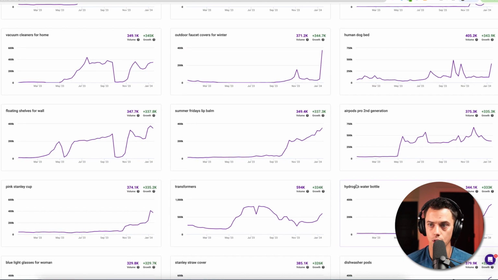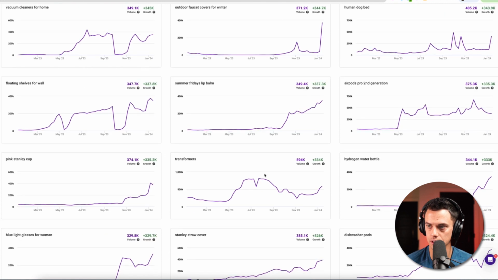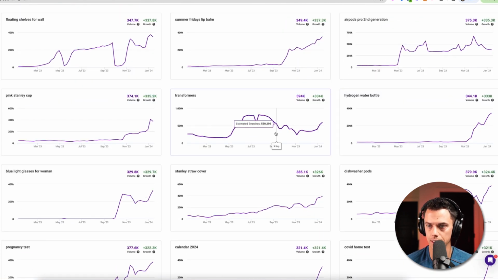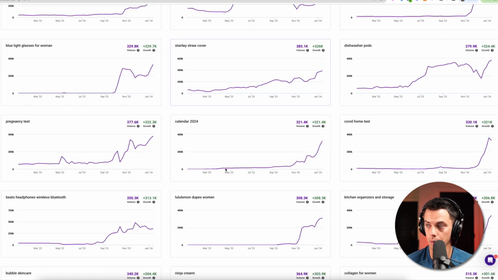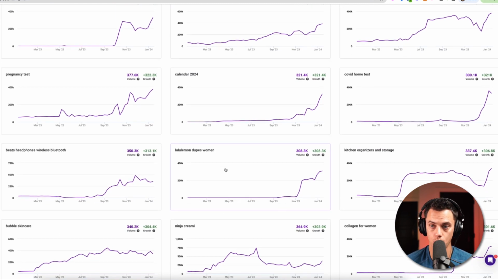Let me see if we can find... Floating shelves for wall. Here's another good one. We can see some big peaks and some big dips, big peak, big dip. It looks to be pretty volatile, but over time, it looks to be following that nice steady growth trend. Now there's some other ones here, but we're trying to stay away from branded stuff, obviously. Hydrogen water bottle, that might be a brand. Blue light glasses for women. So maybe women are starting to adopt the blue light glasses more than previously.